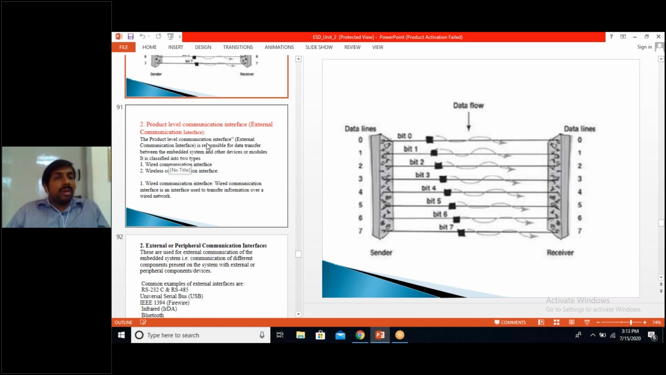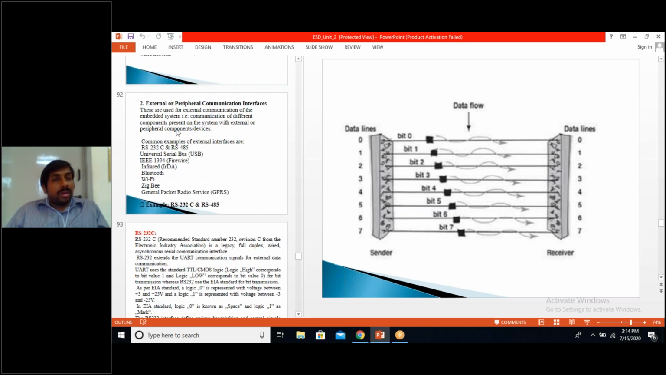Product level or external communication interface is nothing but your embedded system transferring data to some other portion of your embedded devices placed at a remote area, and this can occur by 2 methods. One is wired communication interface, another is wireless communication interface. What is wired communication interface? Wired means you have to transfer the data over a wired network.